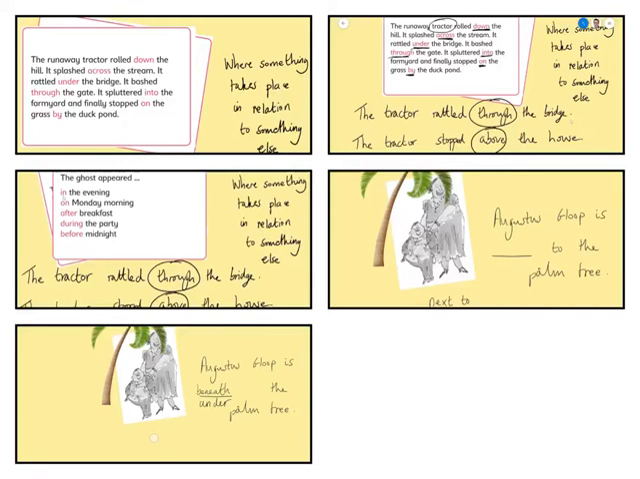How about now? Where do you think Augustus Gloop is now in relation to the palm tree? He's definitely not under it anymore. What word do you think you could use to describe where Augustus Gloop is now? Well, pause your video, have a go.